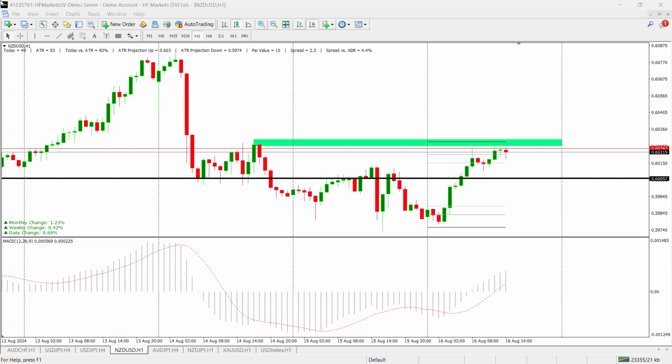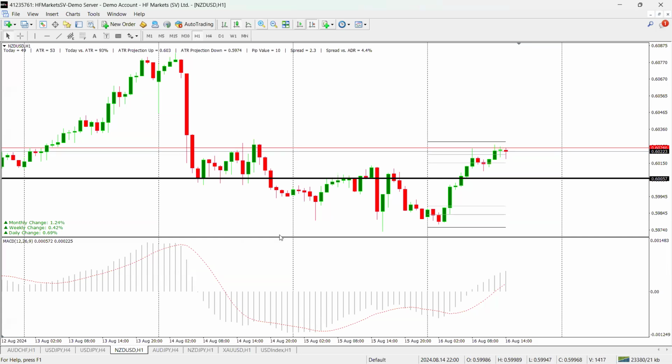It could also give you an entry level. What am I talking about? Let's start with a few things. Number one, this is MACD. Let's understand it first.